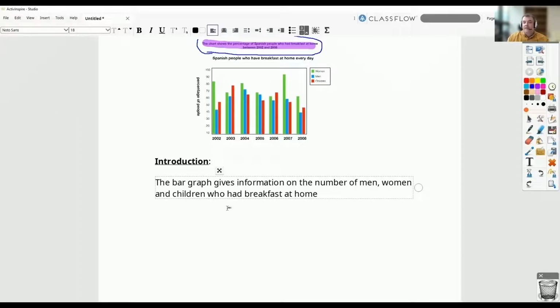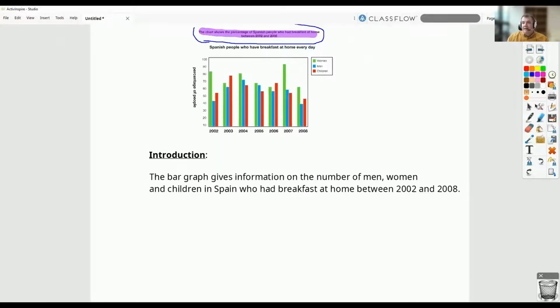Oh, and we missed another one. Children in Spain who had breakfast at home between 2002 and 2008. Now, obviously, we're repeating that here between 2002 and 2008, we haven't paraphrased everything, but I think it's okay. Some things are very difficult to paraphrase, I mean, it's as simple as that, right?